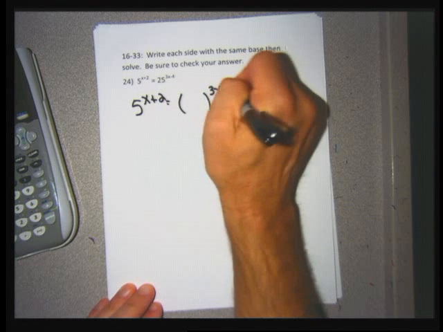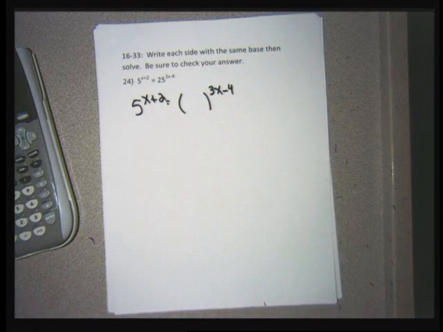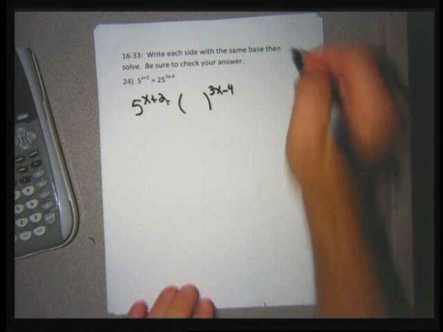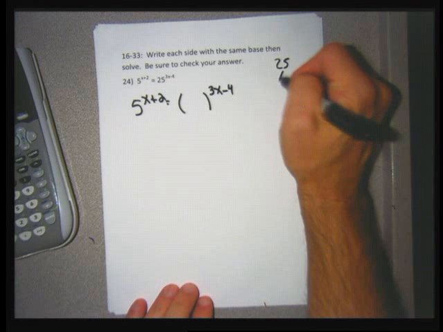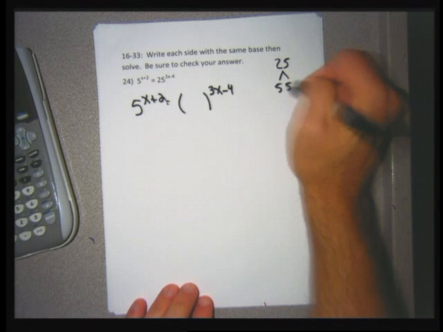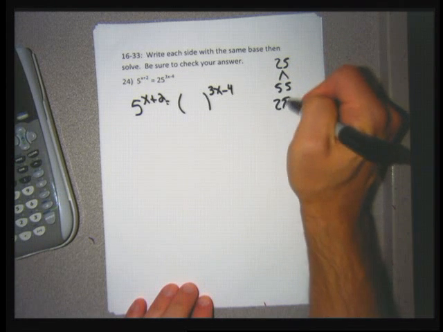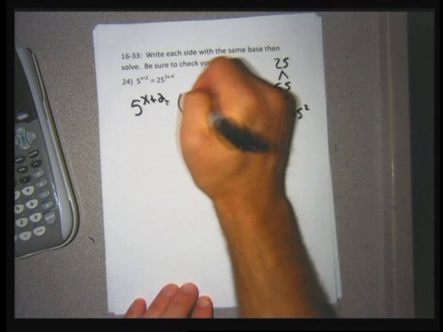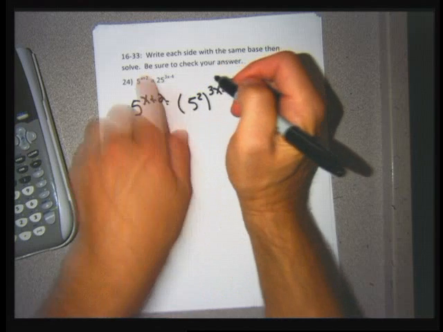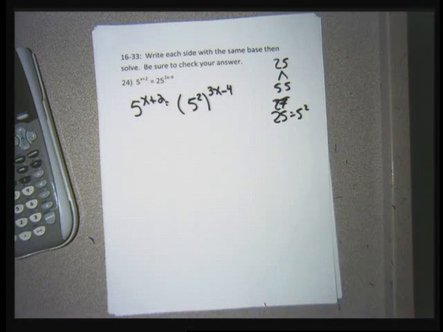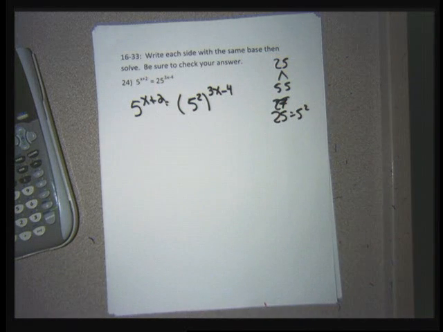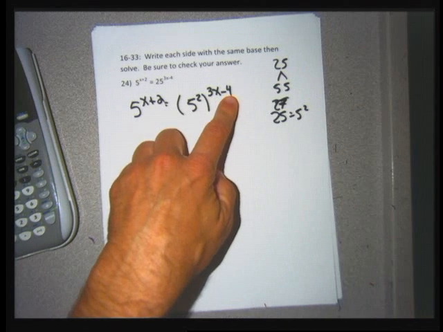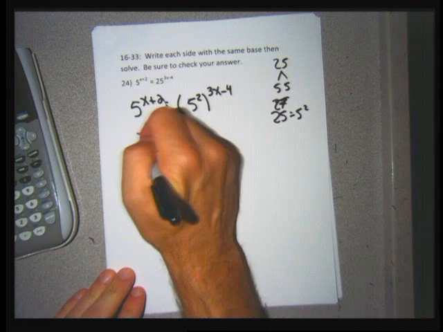And I'm going to change the 25 on the right-hand side to 5 to some power. I'm going to put it temporarily in a parentheses. So when I do 25, the prime factor tree is just 5 times 5 because 25 is just 5 times 5, or 5 squared. So in this problem, the 25 I can change to 5 squared. I'm going to put that in a parentheses because I actually have to multiply this 2 by the 3x and the minus 4. So I can change this problem.